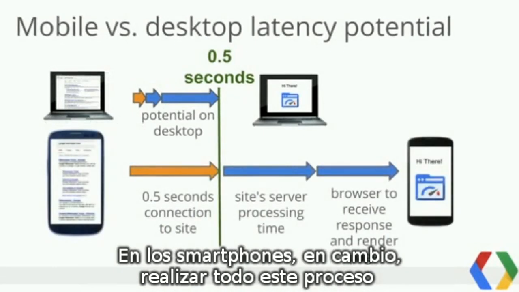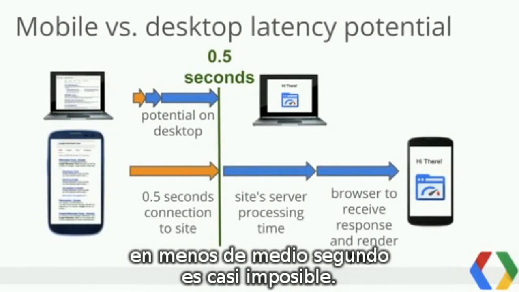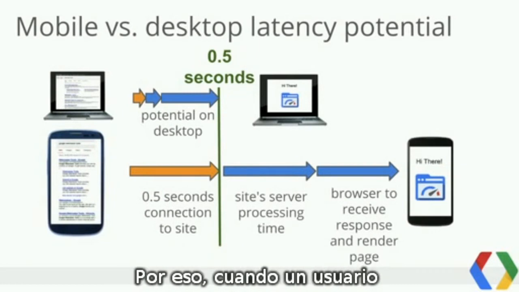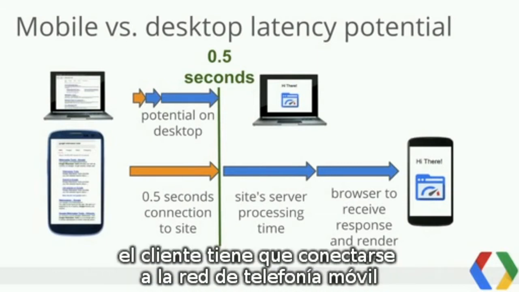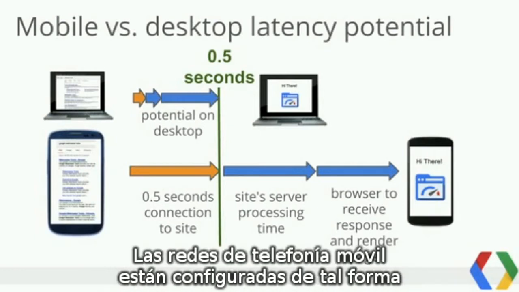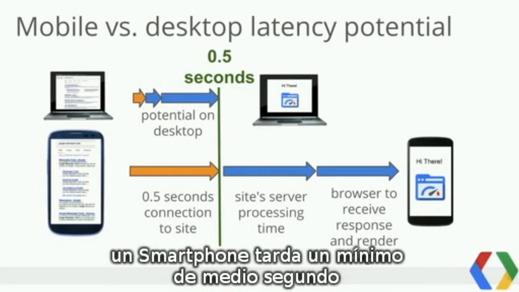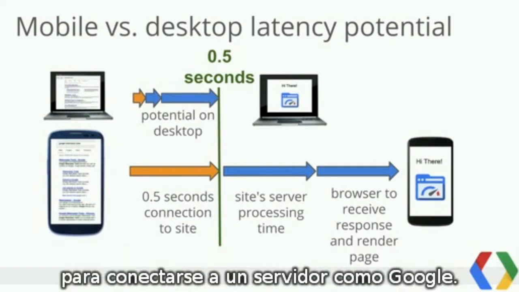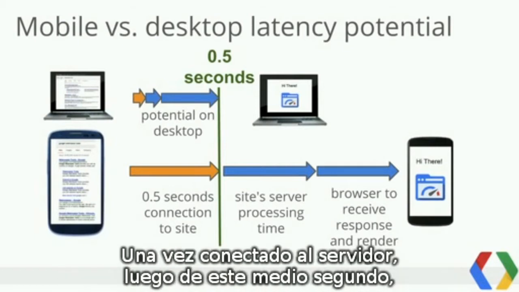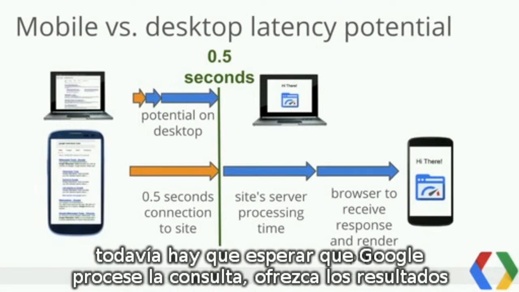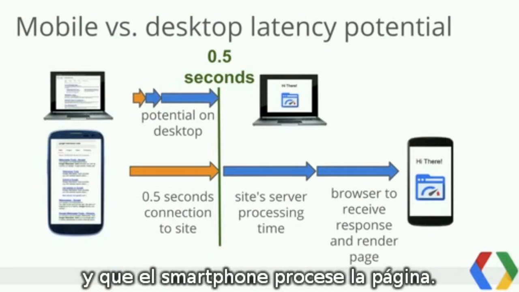On smartphones, however, a full round trip in less than a half second is likely impossible. That's because when a user enters a query on their smartphone, the client needs to connect to the mobile phone network before it can reach the server. Mobile phone networks are configured in such a way that whether it's 3G or 4G, a smartphone still requires, at minimum, 0.5 seconds to connect to a server, like Google. Once connected to the server with a half second elapsed, Google still needs to process the query, return the results, and have the smartphone render the page.